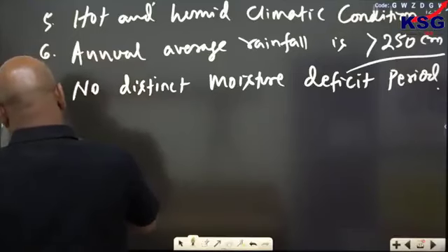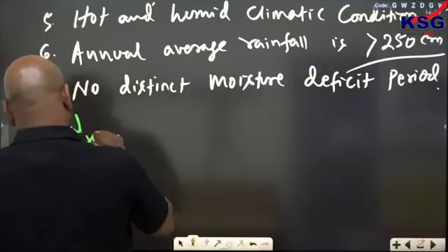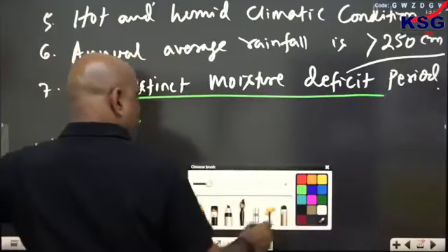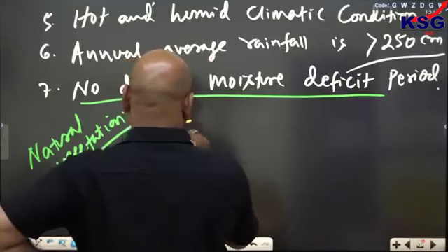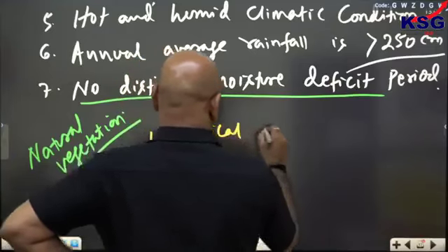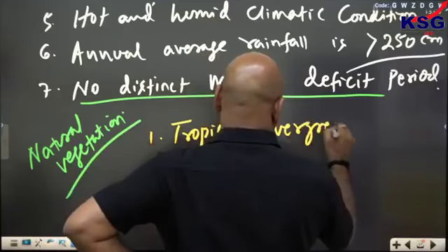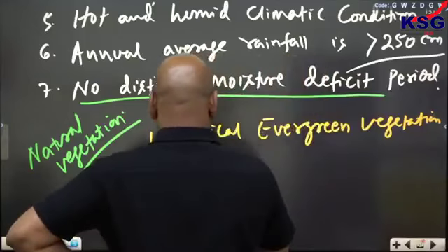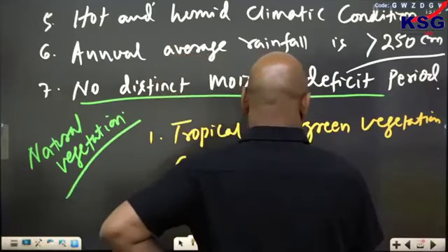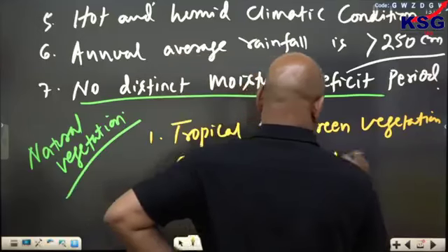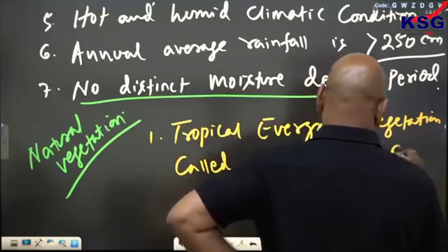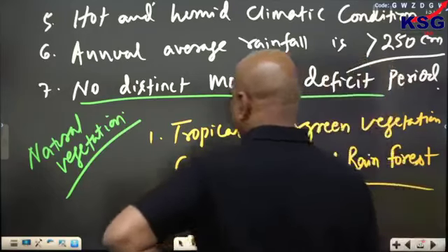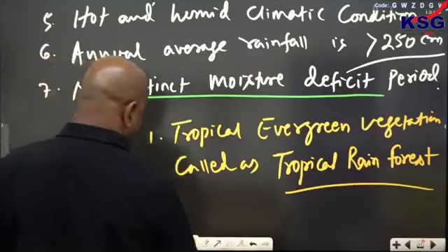Natural vegetation. आपको बताया यहाँ पे मैंने नो डिस्टिंक्ट मॉइस्चर डेफिसिट पीरियड. So first one is tropical evergreen vegetation called as tropical rainforest. ट्रॉपिकल रेन फॉरेस्ट जिसको कहते हैं, ट्रॉपिकल एवरग्रीन वेजिटेशन, ट्रॉपिकल रेन फॉरेस्ट.